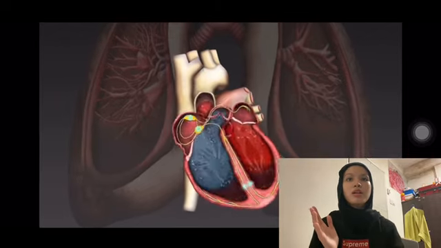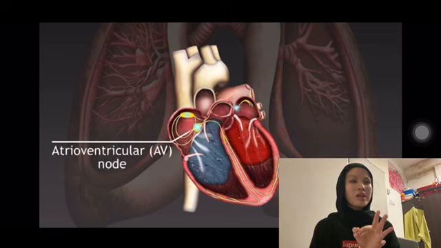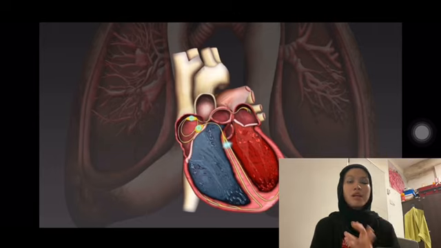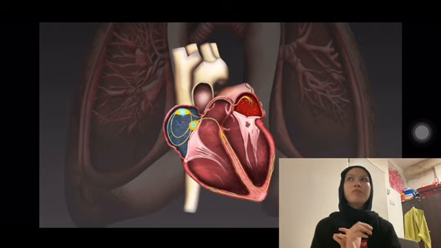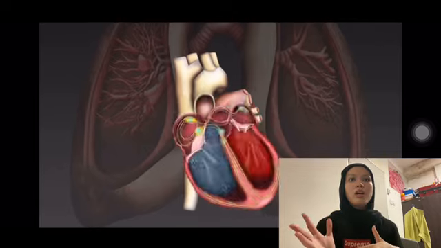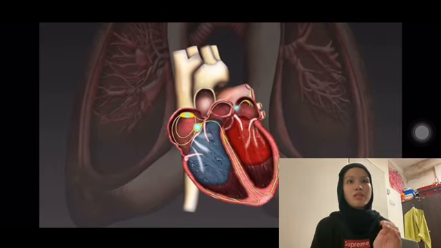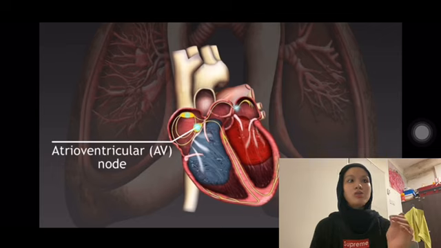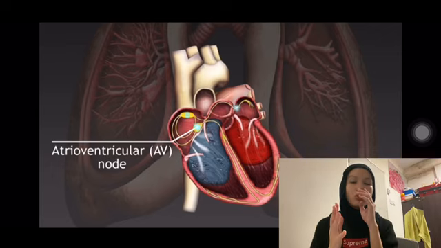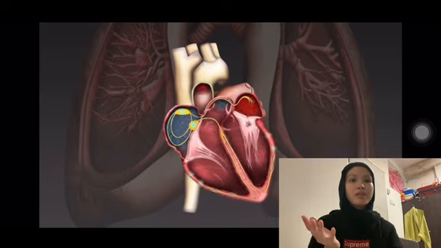So basically, AV node function can be divided into three. The first one is electrical relay station, the second one is prevention of rapid signals, and lastly is backup pacemaker. So the primary role of AV node is to receive electrical signals from the SA node and pass them to the ventricle. So basically, AV node will slow down the signals in order to allow the atria to contract at the same time and also push blood into the ventricle before the ventricles contract.